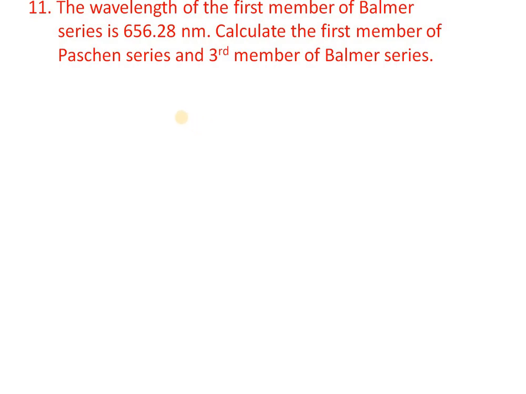So when transition takes place from n2 greater than or equal to 3 to n1 equal to 2, we are going to get Balmer series. For Paschen series, n1 is equal to 3 and n2 is greater than or equal to 4. Now the wavelength of the first member of the Balmer series is given. We have to calculate the first member of the Paschen series and the third member of Balmer series. First we will try to calculate the first member of the Paschen series.